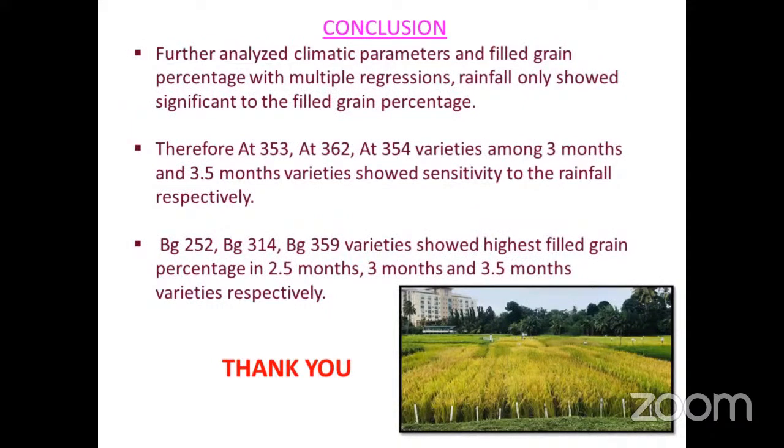Conclusion: further analyze climatic parameters and filled grain percentage with multiple regressions. Rainfall only showed significance to the filled grain percentage. Therefore, BG 353, BG 362, BG 354 varieties among 3 months and 3.5 months varieties showed sensitivity to the rainfall respectively. BG 252, BG 314, BG 359 varieties show the highest filled grain percentage in 2.5 months, 3 months and 3.5 months varieties respectively.